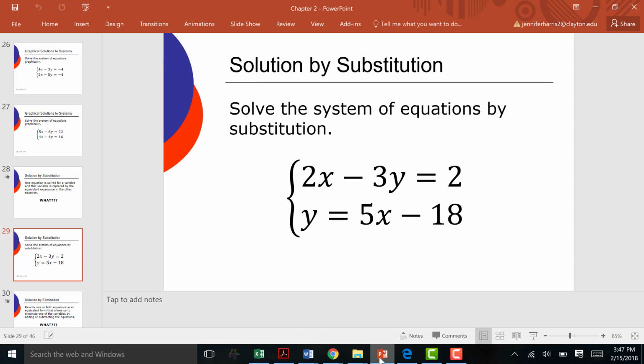2x minus 3 equals 2. Can you see I just subbed? So now we can solve and get x by itself. That's the goal. We just did our substitution. We're now going to solve and get x by itself.